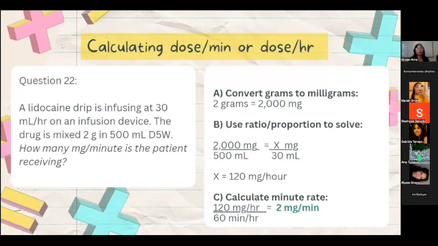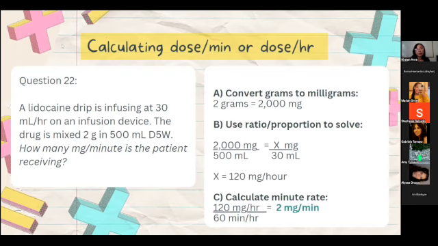So we know how much is going in every hour. We have 30 ml, but we don't know how many milligrams are in that 30 ml. So we use the proportion they gave us, which is 2,000 milligrams over 500 ml, and then the other ratio, which is X milligrams over 30 ml. And then you should get 120 milligrams per hour. So again, read the questions carefully. It says per minute, so it wants per minute. We would just divide that by 60 and it would be 2 milligrams per minute.